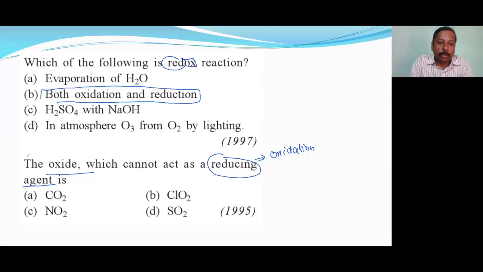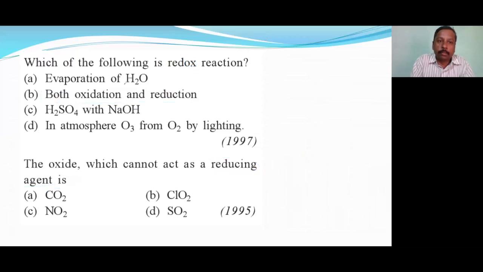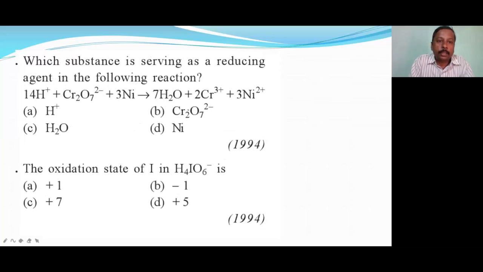Okay, see, let us see how to approach. Here this carbon is at +4 oxidation state. So it cannot further oxidize, because it is already at the highest oxidation state, therefore it cannot act as a reducing agent. It cannot act as what? Reducing agent. Okay. So this is the answer. Now let us see the next question. Next set of questions. Okay. Two questions. The following substance serving as a reducing agent. Okay. Which substance is a reducing agent in the following reaction? Okay.